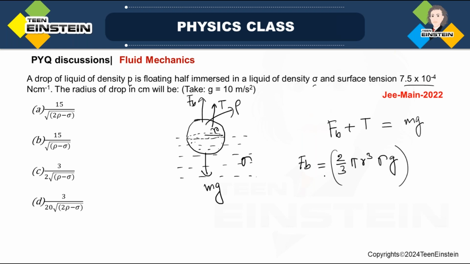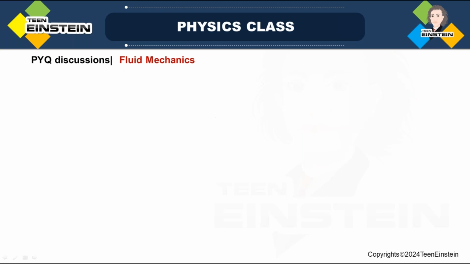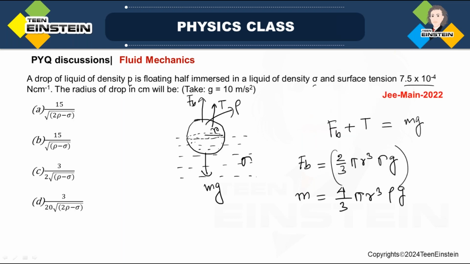Surface tension is given. And what about the mass m of the liquid drop? The liquid drop has weight 4 by 3 pi r cube rho into g. This is the weight of the liquid drop. Now from this we can write down FB plus T, right?